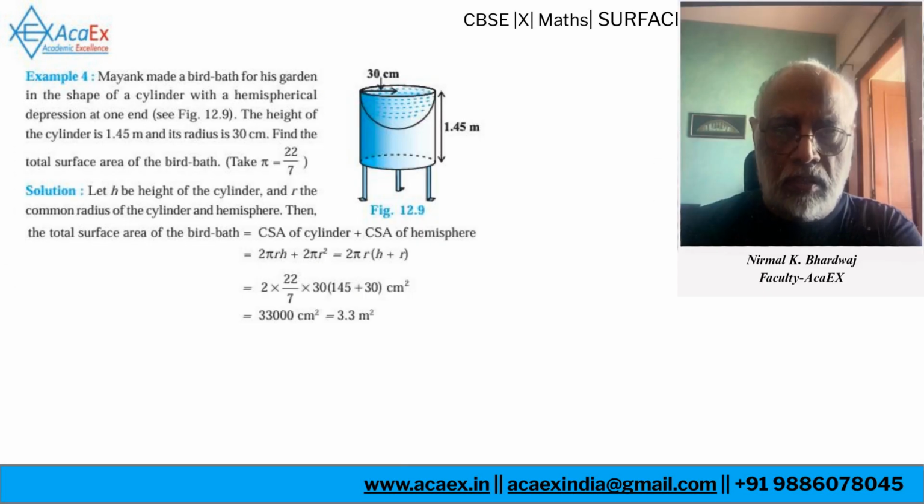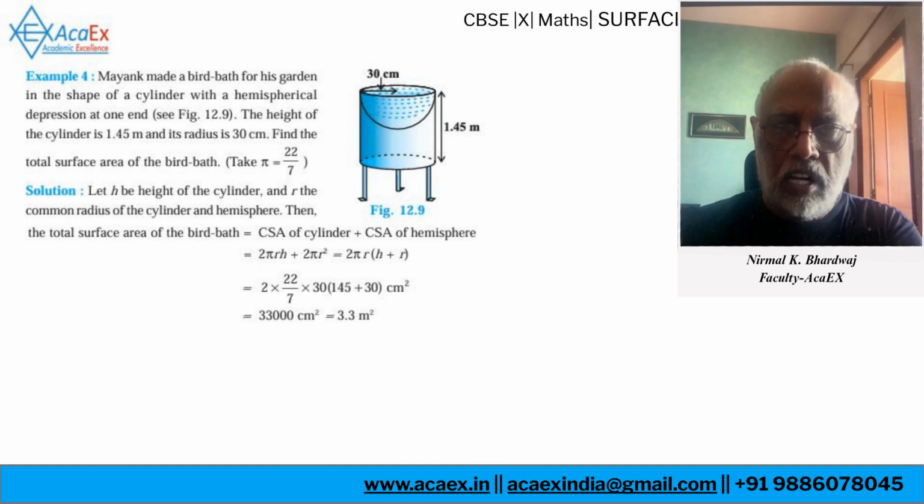Example 4. The bird bath. A bird bath is in the shape of a cylinder with a hemispherical depression at one end. The cylinder's height is 1.45 meters and its radius is 30 centimeters. Let's find the total surface area. We will use pi equals 22 divided by 7.